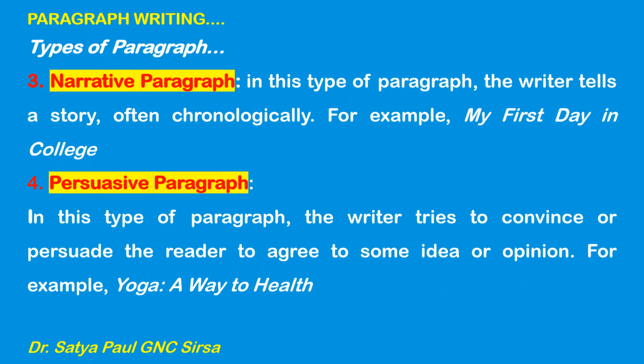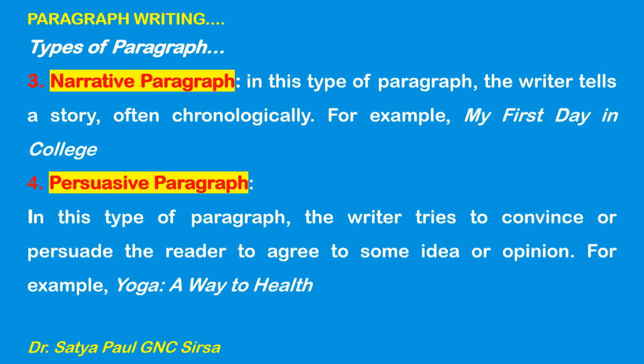The third type of paragraph is narrative paragraph. In this type of paragraph, the writer tells a story. Narrative tells us that it is a story, often chronologically. What do I mean by chronologically? Means date wise or time wise. What happens first will be discussed first. What happens next after that, then what happens next after that.